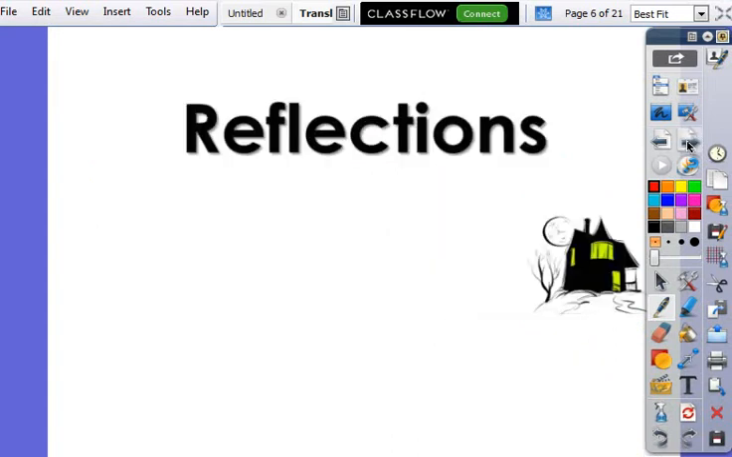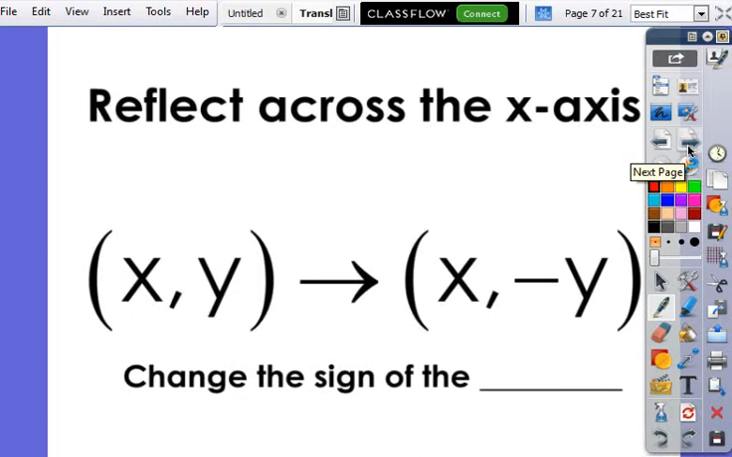All right, reflections. You're just going to have to remember these now. They don't give you anything on the formulas. If we're reflecting across the x-axis, which one is my x and which one is my y? There's my x, there's my y. So if I'm flipping it over the x-axis, all I have to do is change the sign of the y.